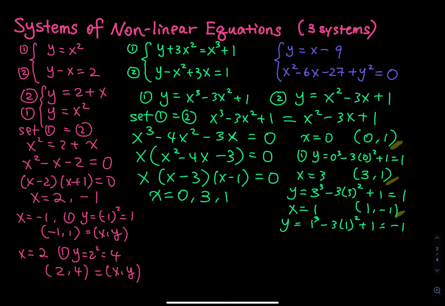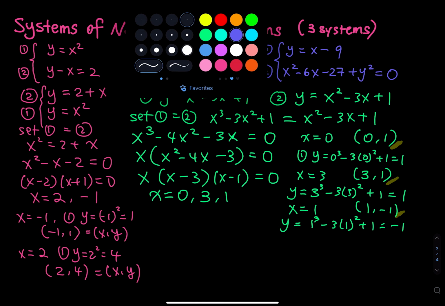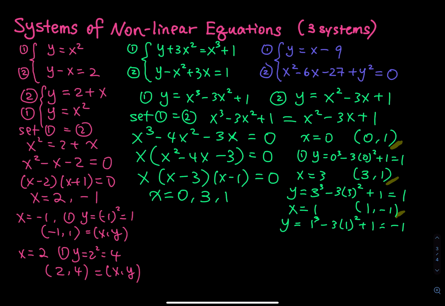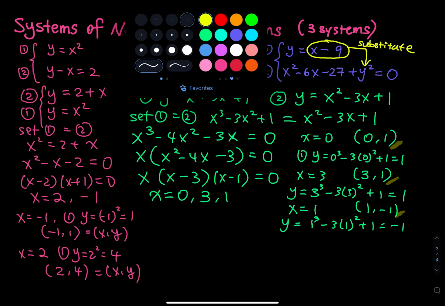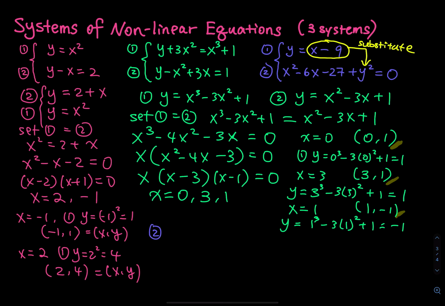The last system, where should I start? I have y equals x minus 9. So what I am thinking is I am going to substitute the first equation into the second equation. So this is the first, this is the second. So what I am going to do next is substitute the x minus 9 over here. And then number 2 becomes what? Number 2 becomes x squared minus 6x minus 27.